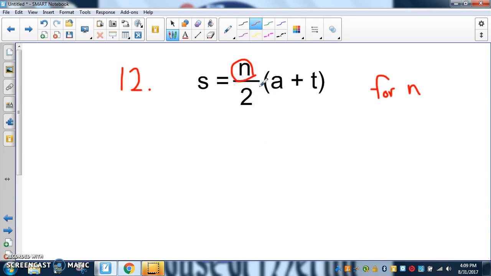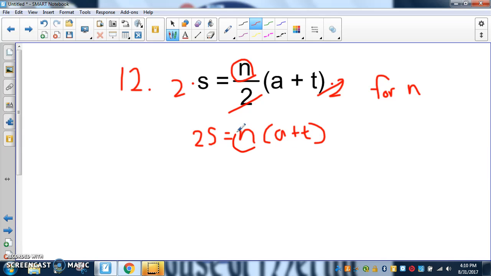So I'm actually going to multiply both sides by 2. In doing so, I'm going to cancel out this 2. And 2 times s is, you guessed it, just 2s. If I've done that correctly, I should have n times the quantity a plus t is equal to 2s. Sorry, my s's look like 5s. But from this step, I need to get rid of the whole a plus t.